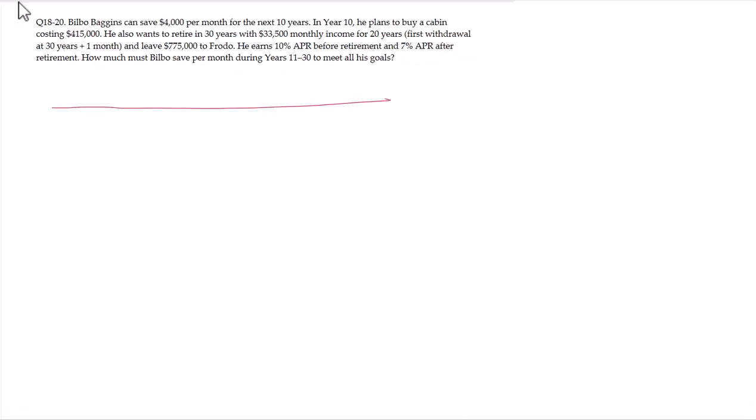Okay, so Bilbo Baggins can save $4,000 per month for the next 10 years. So starting from year 0 to year 10, he will be saving, or depositing, $4,000 every month, right? Monthly for the next 10 years. And also in year 10, he plans to buy a cabin that would cost him $15,000.